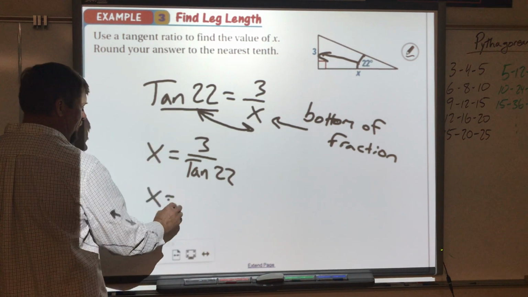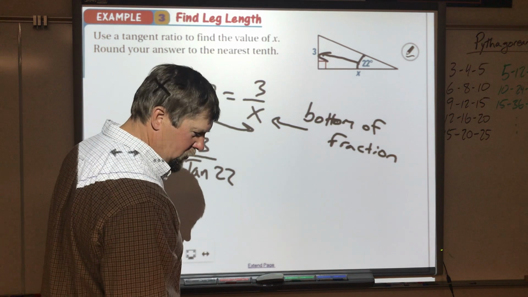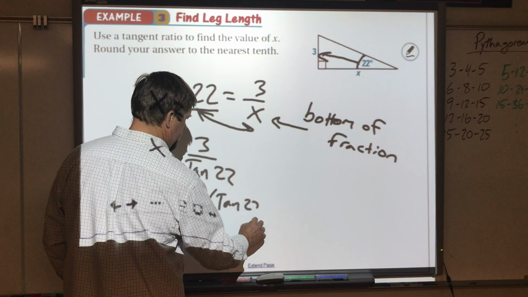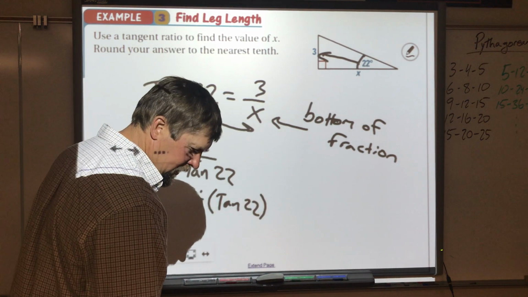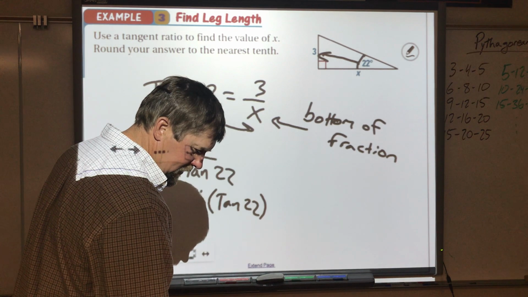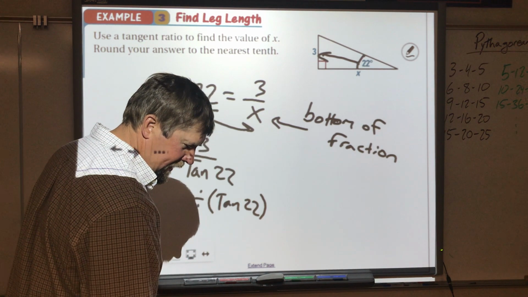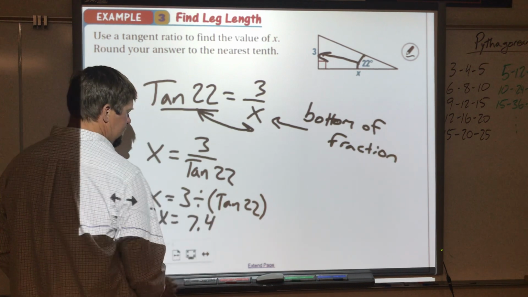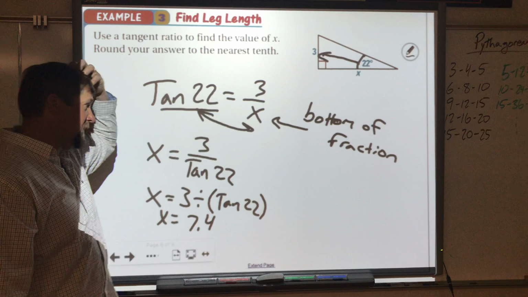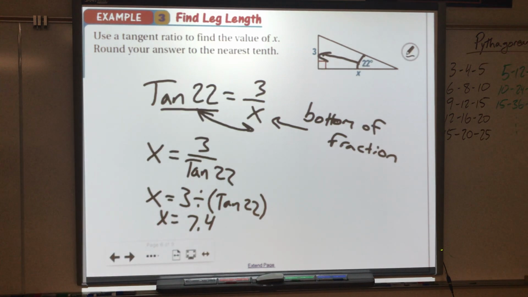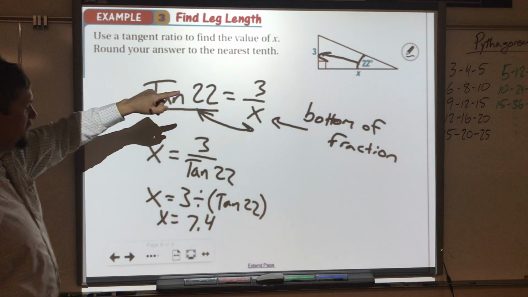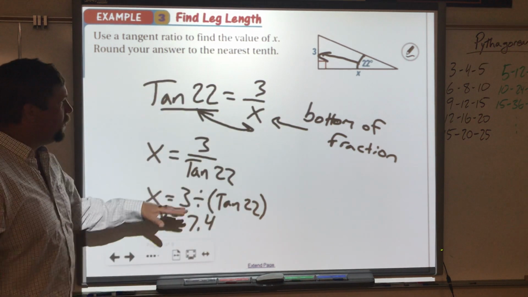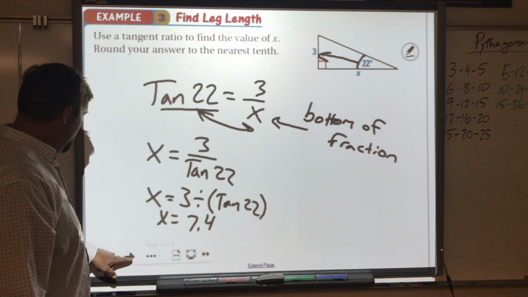Then you would divide 3 by the tangent of 22. So I'm taking basically 3 divided by the tangent of 22 on my calculator. I get 7.4, and it says to the nearest tenth, so 1 decimal place. So according to this, x is about 7.4. Now, there is a difference. What if x was in the numerator? And I hope they have an example on that.